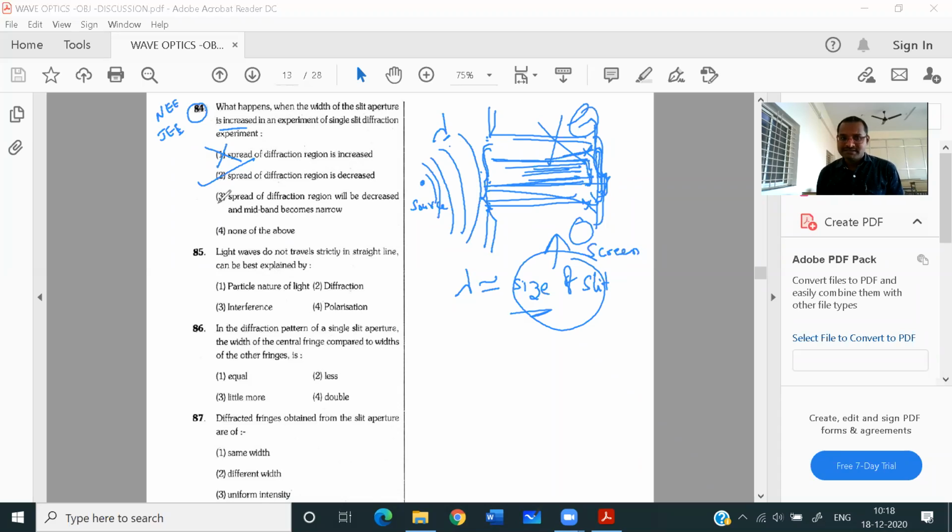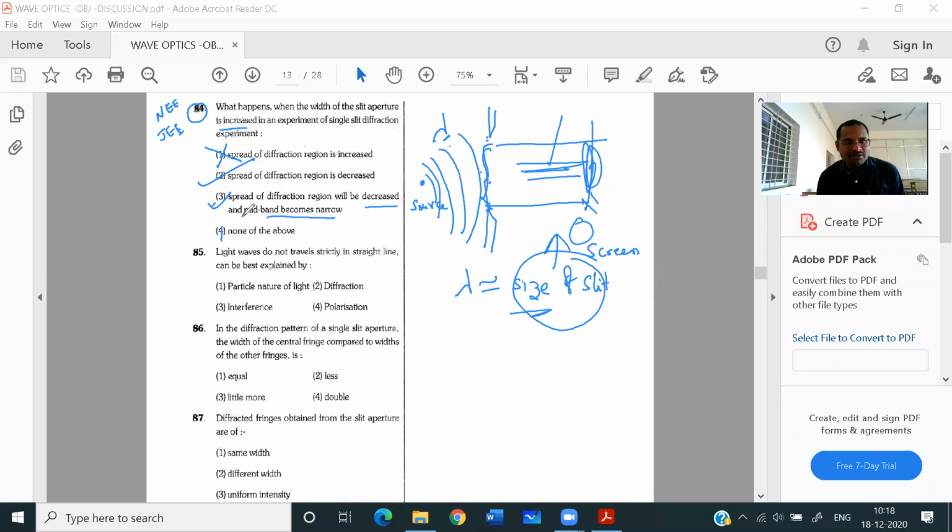Okay. See option 3 also. Option 3 says the spread of diffraction region decreases. Yes, correct. And the midband becomes narrow. Yes, this middle band, the central band we will get here on the screen, will become narrow. Yes, perfect. This is also correct. Yes, the third option is correct.